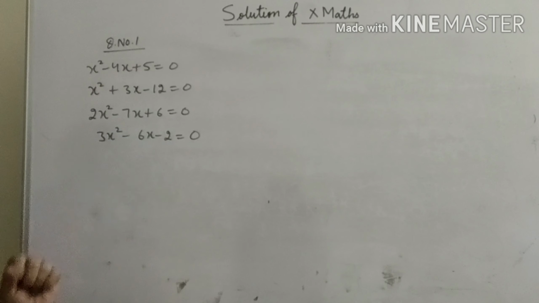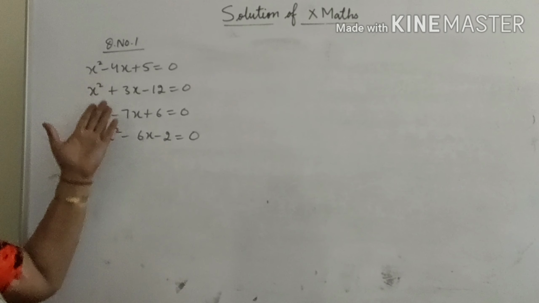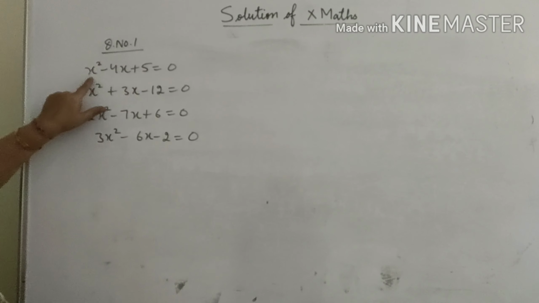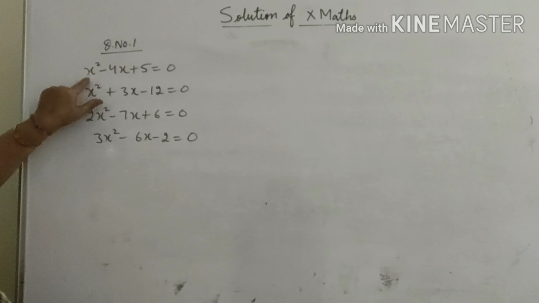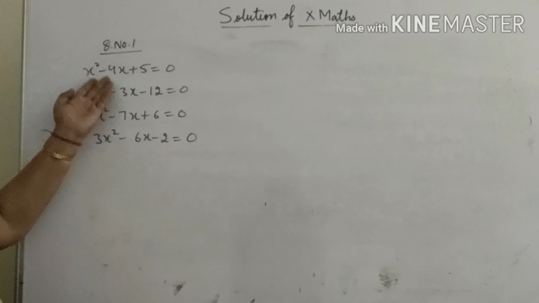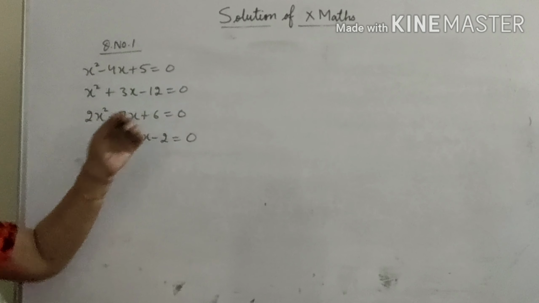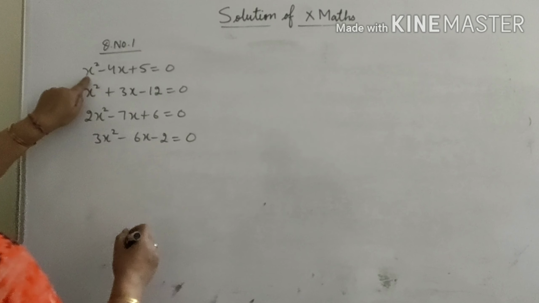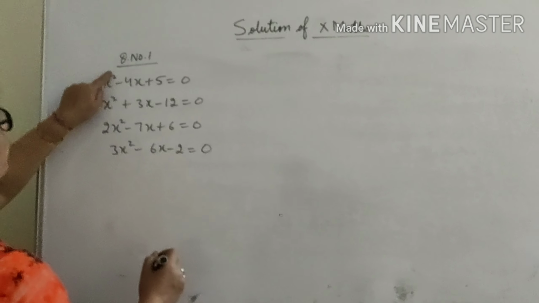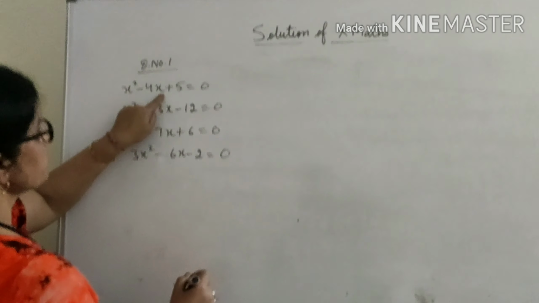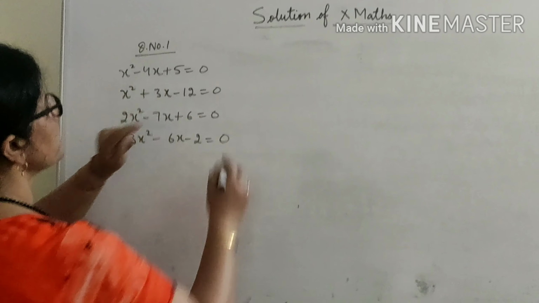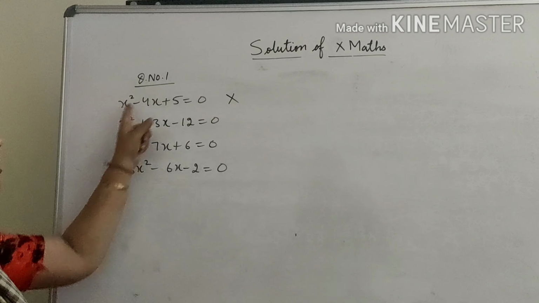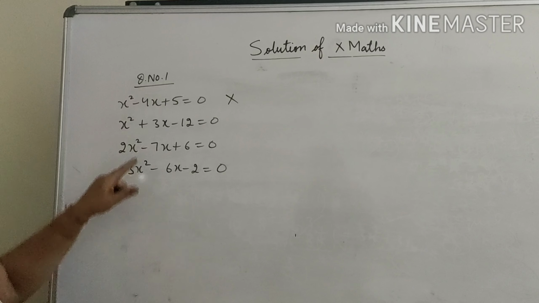4 equations are given to us and he is asking which equation has 2 as the root. So in every equation, one by one, we will put x is equal to 2, and if LHS and RHS are equal, then we will say that is the root of the equation. In this equation, if you write x is equal to 2, 2 square is 4, 4 minus 8 minus 4, that is 1. LHS is not equal to RHS. So 2 is not a root of this equation.